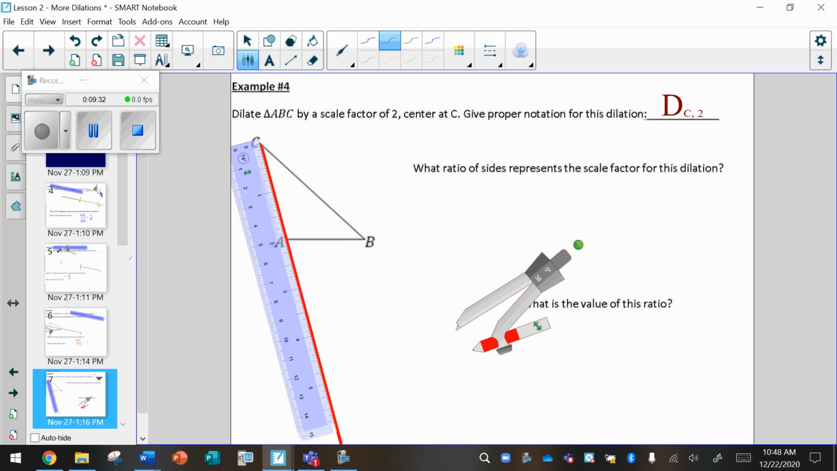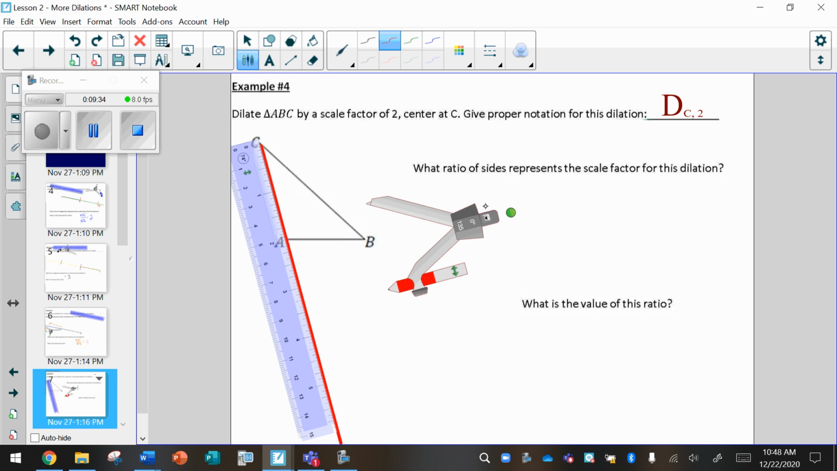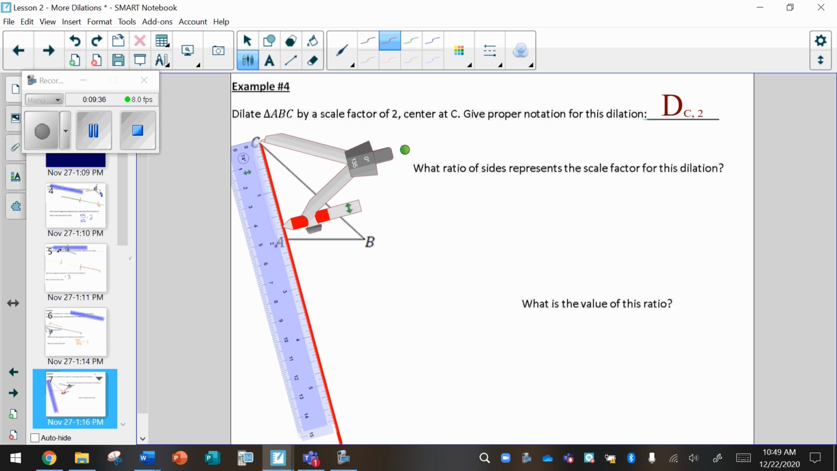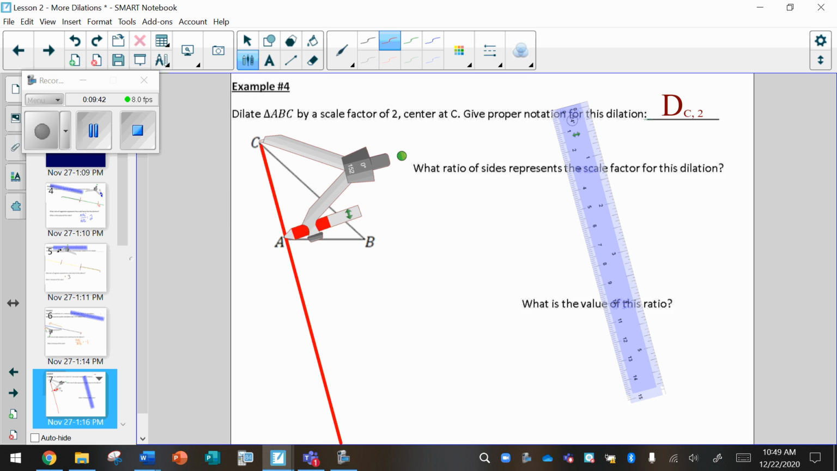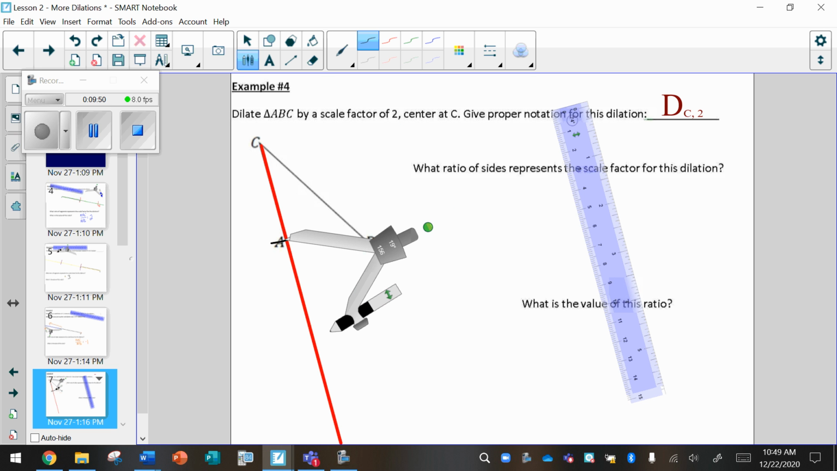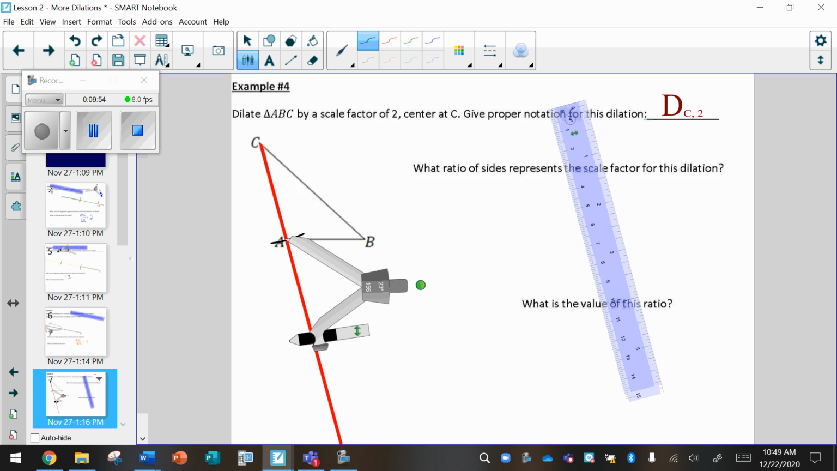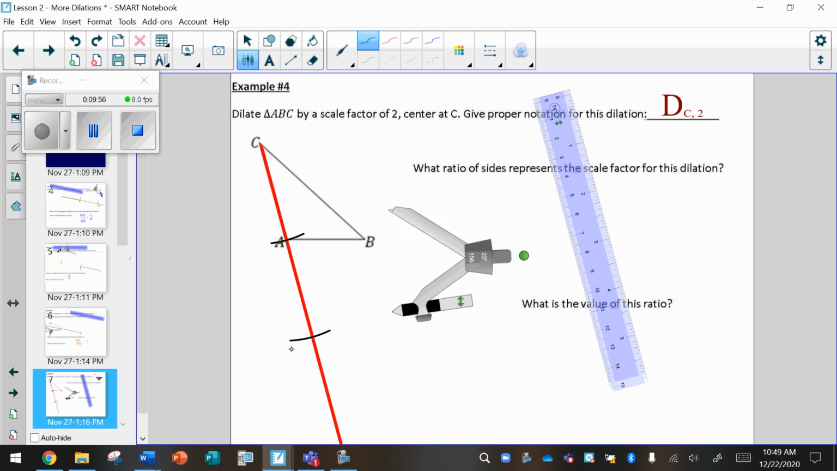And I'm going to use my compass to make the distance from C to A twice as big. The distance from C to A, remember, does count as 1. Our dilation of scale factor 1 would put A right back where it is. And then scale factor 2 just means I mark it a second time. So now I know where A prime is located.